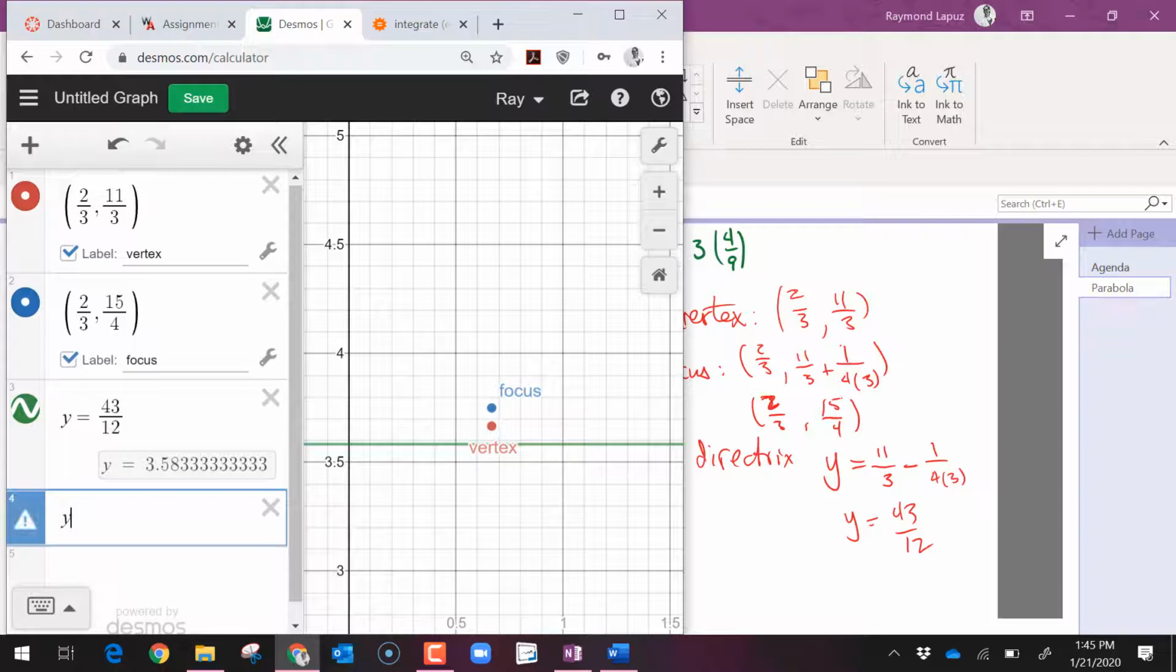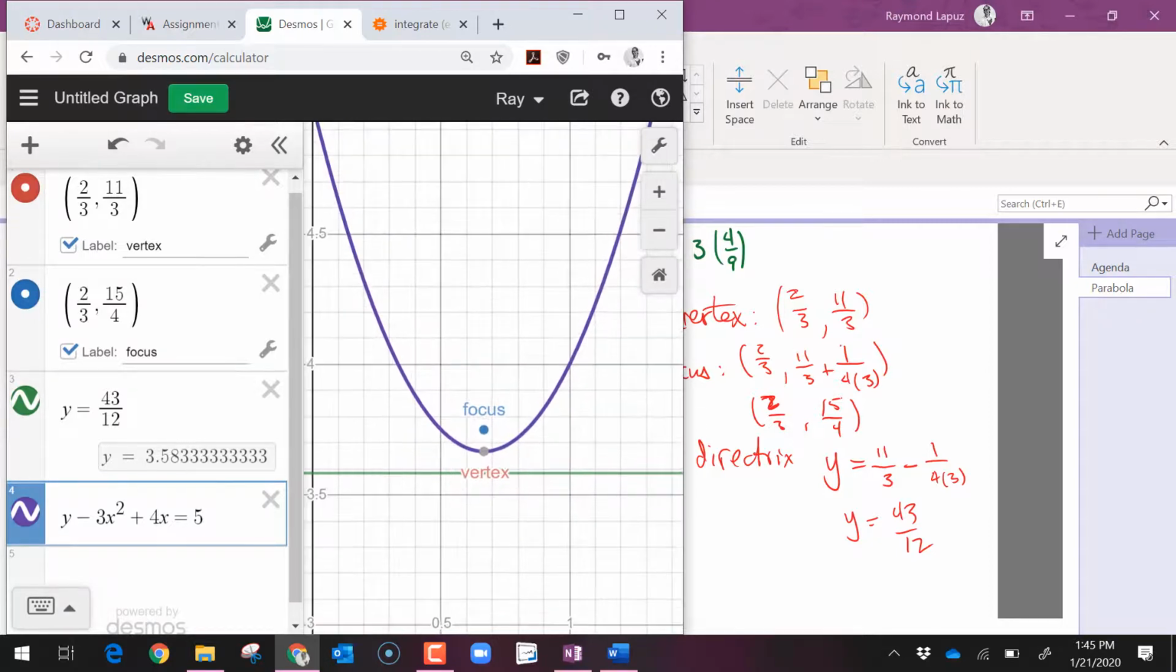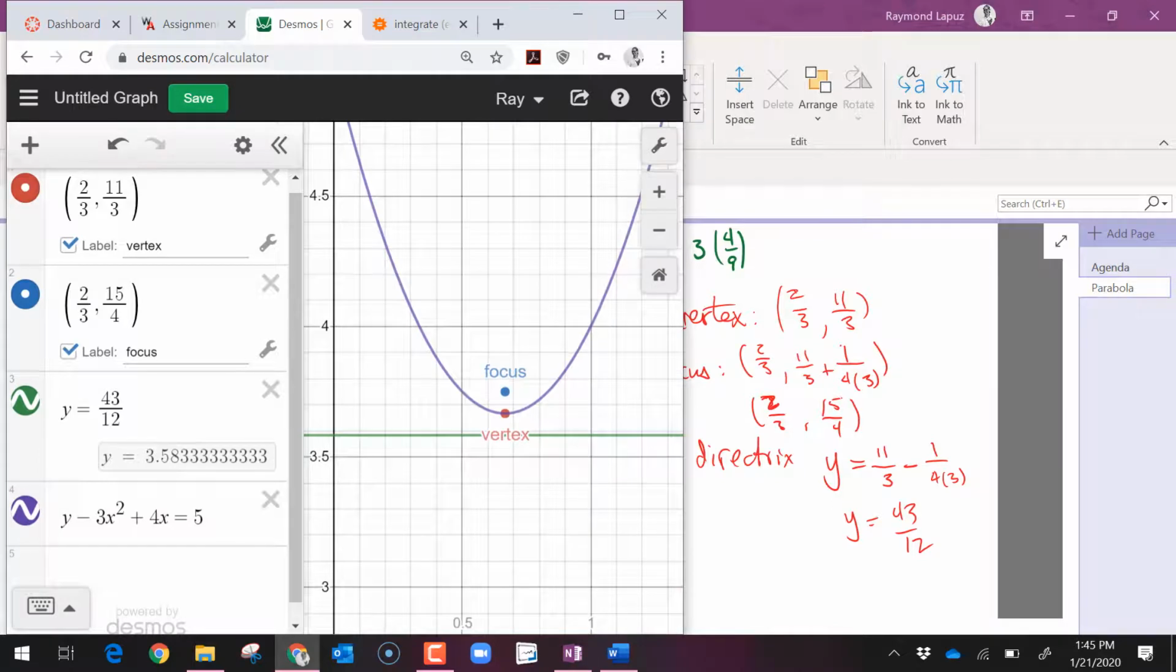Y is equal to, what is it? Y minus 3x squared... 4x equals, was there a 5 in there? Yeah. There we go. Passing through, distances are the same. So, looks good.